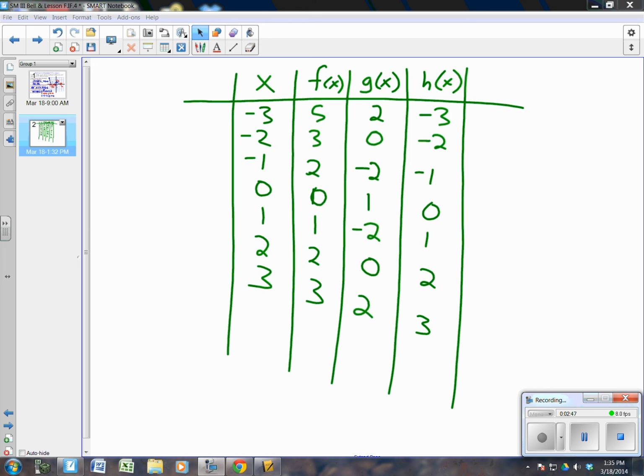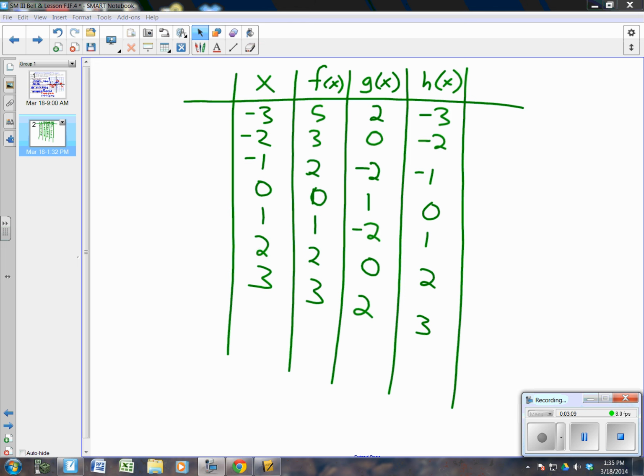What x is, right? So what it's saying right here is, if x is negative 3, then in function f, when x is negative 3, y is 5. In function g, when x is negative 3, g is 2. And in function h, when x is negative 3, y is negative 3.